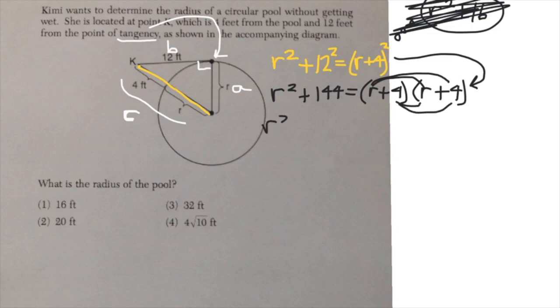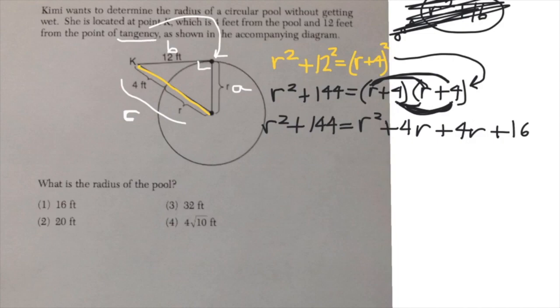So we'll leave the left side alone, r squared plus 144. When you use the FOIL method and multiply the first two together, you get r squared. Multiplying the outer two together gives us positive 4r. Multiplying the inner two together gives us another positive 4r. And multiplying the last two together does not give us an 8. It gives us a 16.